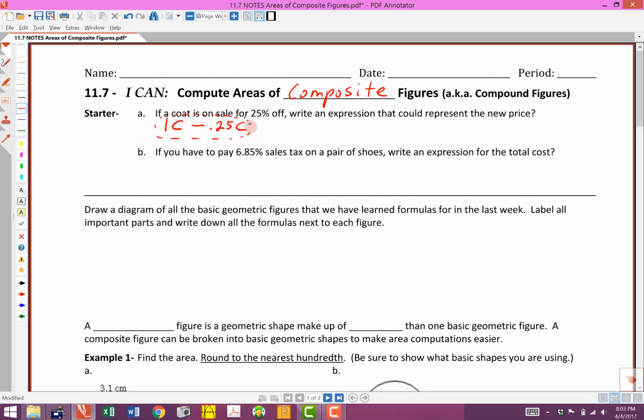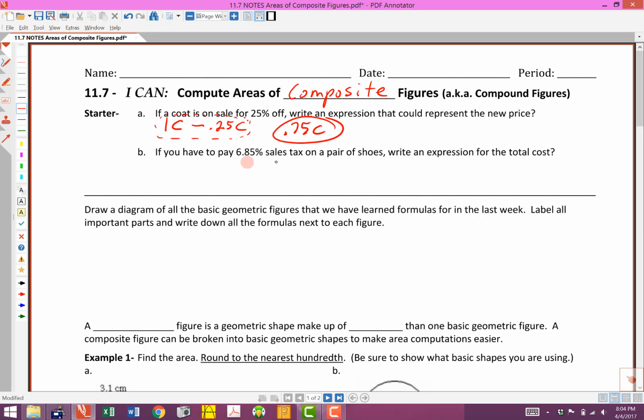But we could also realize that if I used to pay 100% and we got 25% off, that means all we're actually going to pay is 75% of the original cost of the coat. If we combine like terms here, 1C minus 0.25C, we end up with 0.75C, and that is probably the best way to write the answer.